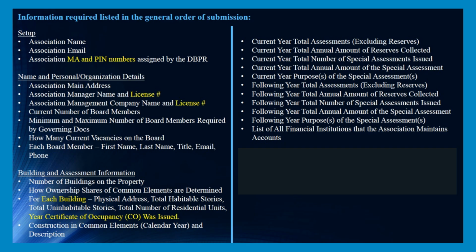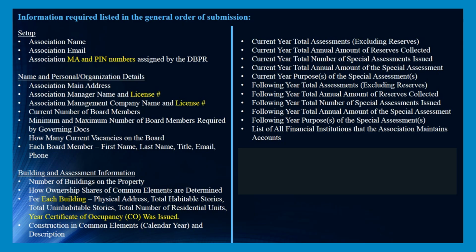For each building, physical address, total habitable stories, total uninhabitable stories, total number of residential units. Year certificate of occupancy was issued. Construction in common elements and description.